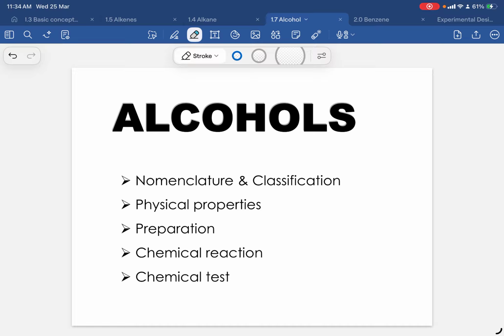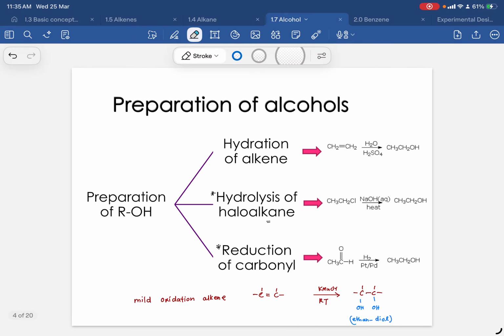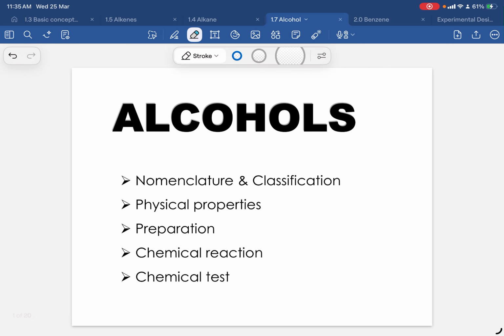If not discuss, this lecture will cover alcohol. For alcohol, I'm going to divide the videos into three parts. First, I'm going to discuss the classification of alcohol and the preparation of alcohol. In the second video, I'm going to discuss the reaction of alcohol. And in the third video, we're going to discuss a little bit on chemical tests. That's the structure for our alcohol.